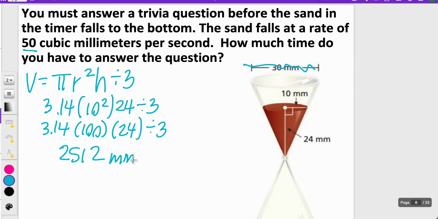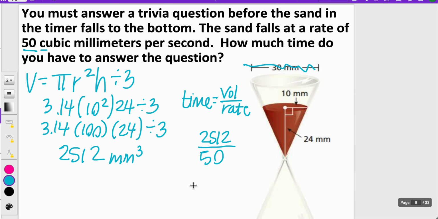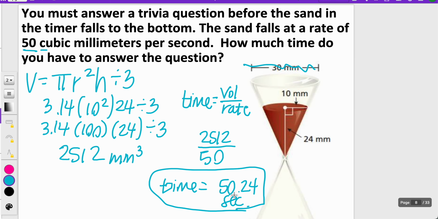So 3.14 times 100 times 24 divided by 3 is going to be 2,512 cubic millimeters. So that's your volume, but then it says your sand is falling at a rate of 50 cubic millimeters per second. So all we would need to do to find the time is to take my volume and divide it by the rate, which is this 50. So 2,512 divided by 50 will give us the time of about 50.24 seconds to answer your trivia question. Okay?